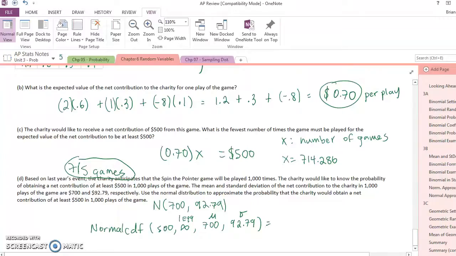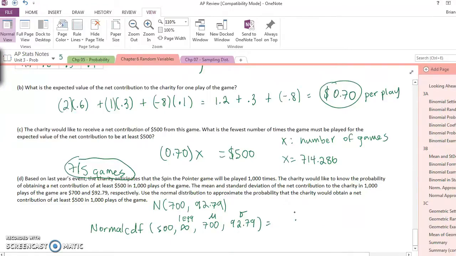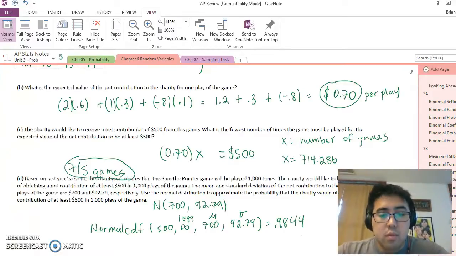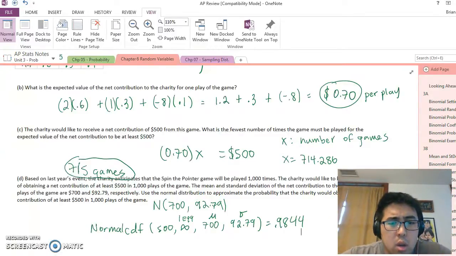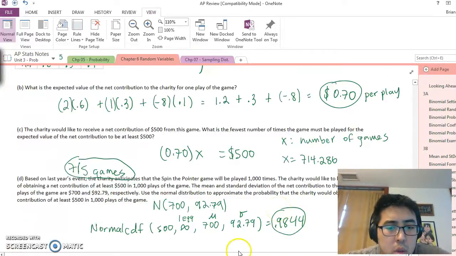All right. So this is the probability. And I don't think I would need to write anything beyond that, hopefully. So let's take a look at the answer rubric to see how we did.